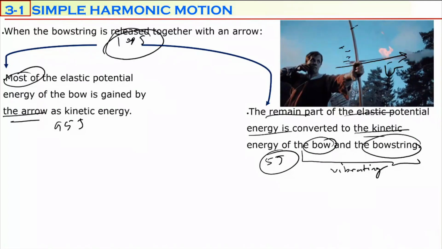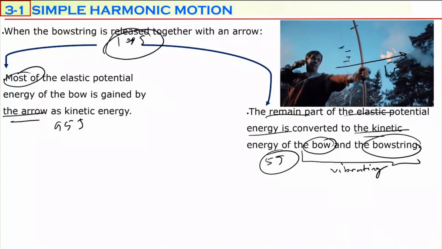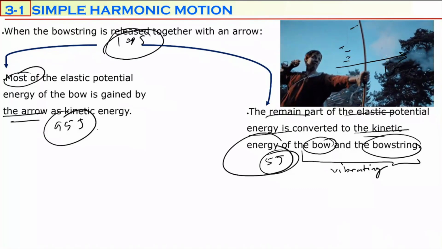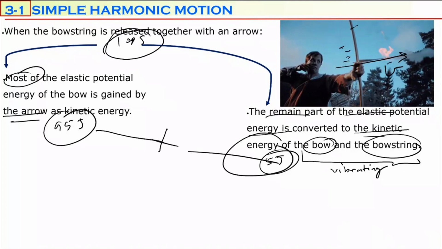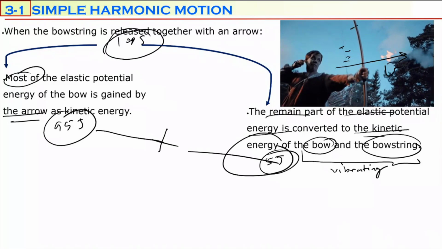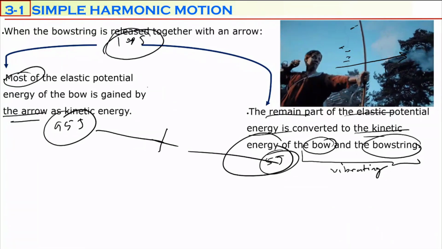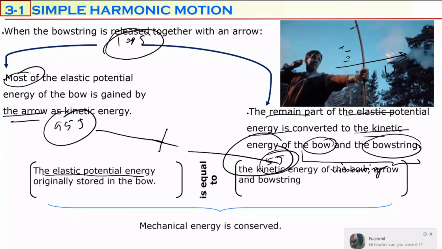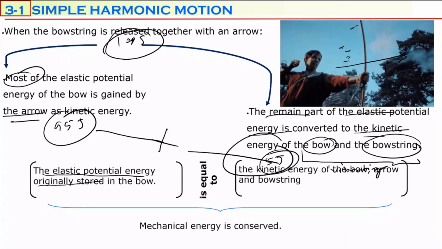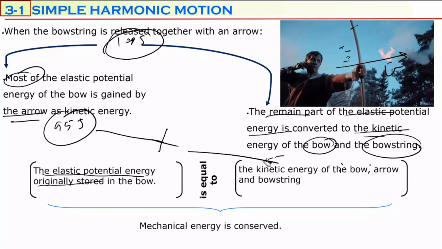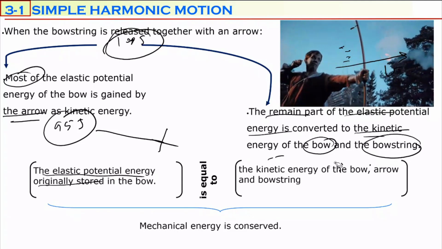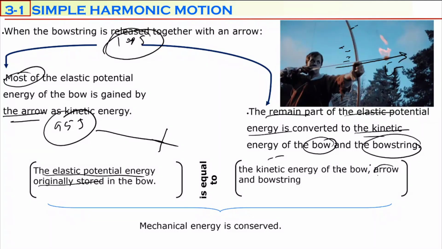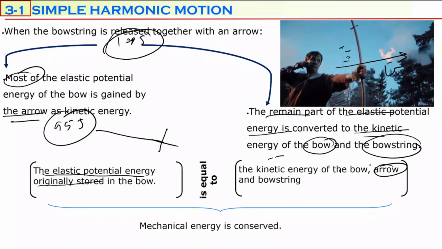Elastic potential energy originally stored in the bow will be equal to the sum of the kinetic energies of all these objects, that is, the bow, arrow, and bowstring. So according to the conservation of mechanical energy, the elastic potential energy originally stored in the bow will be equal to the kinetic energy of the bow, bowstring, and arrow.